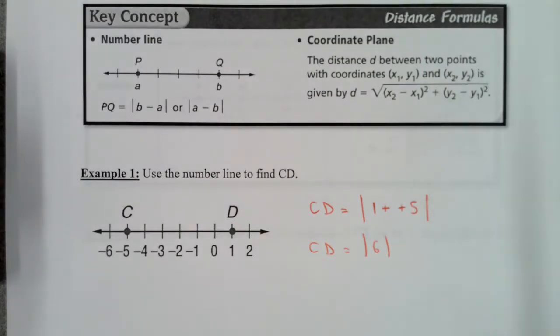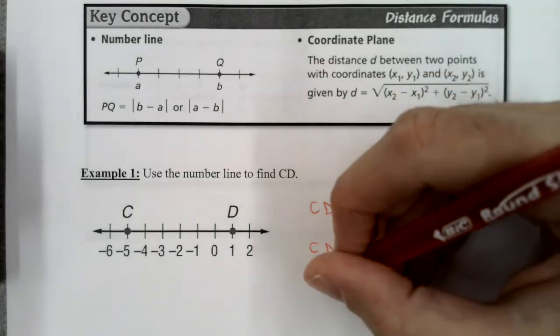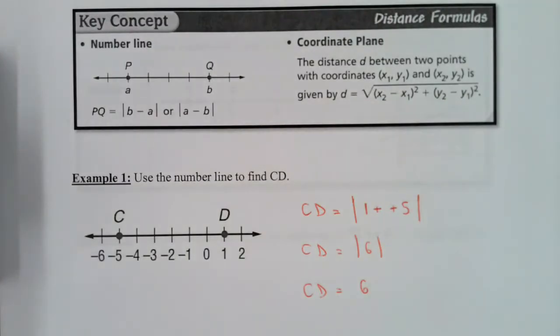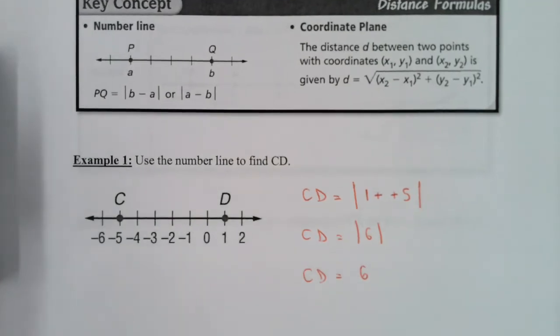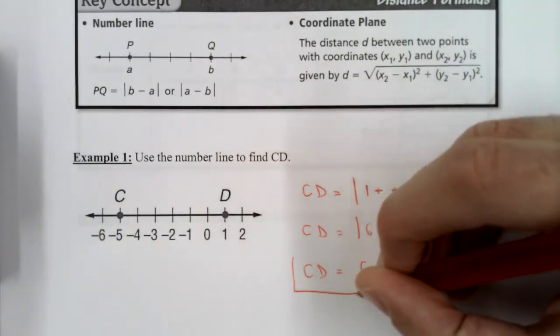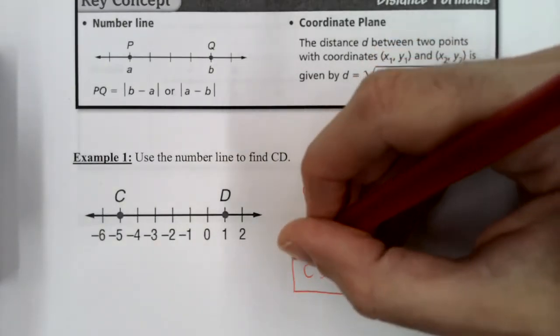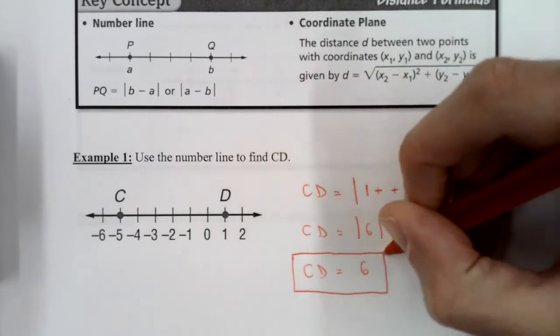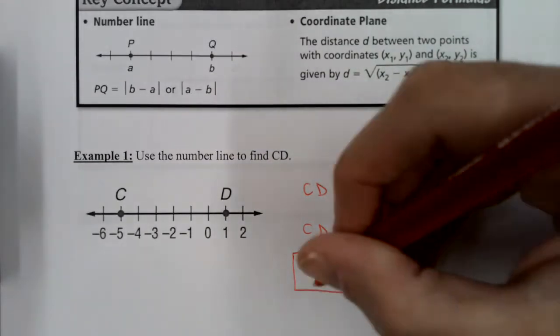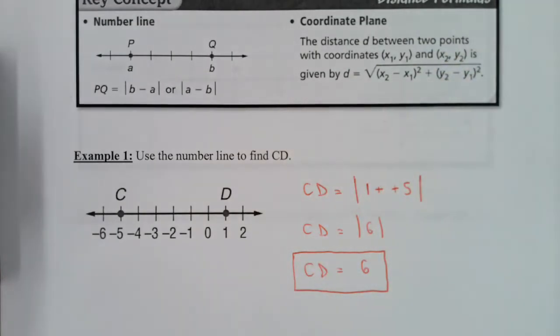The absolute value of a number is how far away the number is from 0, and it's always positive. So the absolute value of 6 is 6. If I said the absolute value of 7, that's 7. The absolute value of 20 is 20. The absolute value of negative 5 is 5. The absolute value of negative 18 is 18. The absolute value of negative 100 is 100. The absolute value is always positive. So the answer for that one is 6.